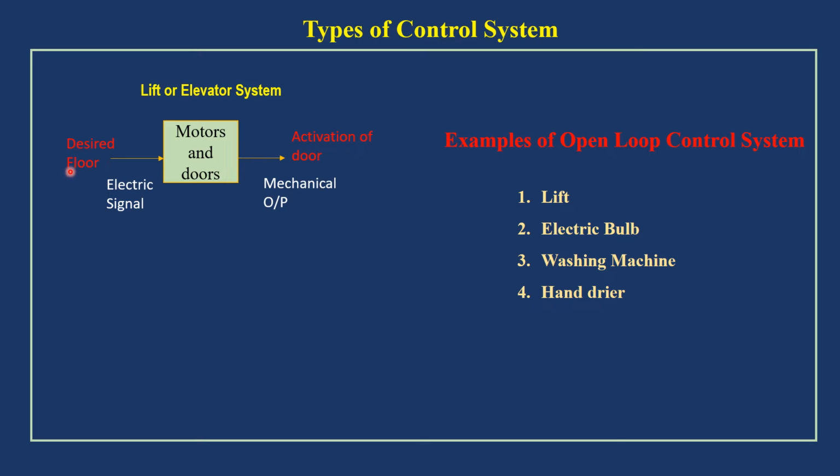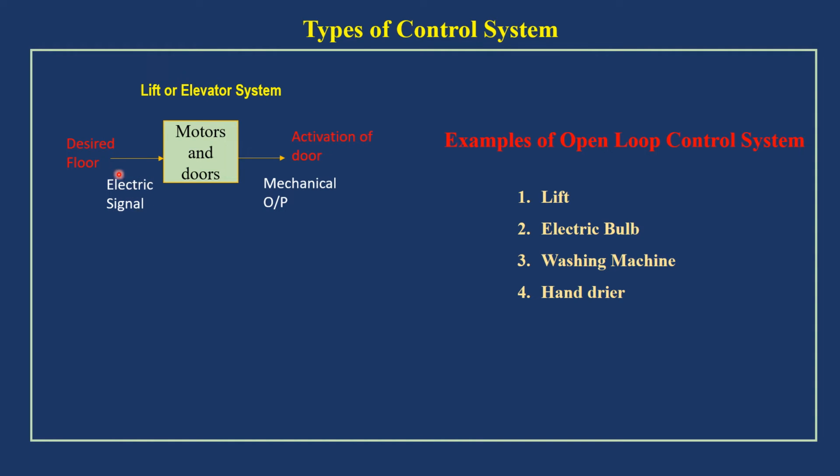If you want to go to the second floor, we will be entering the button number 2. So the desired floor will be the input signal. That input signal will be converted into a modified input signal, which is an electric signal. That is a manipulated input variable.